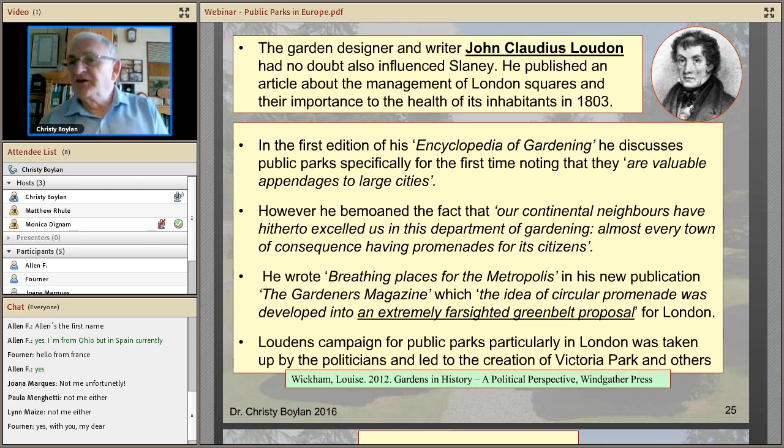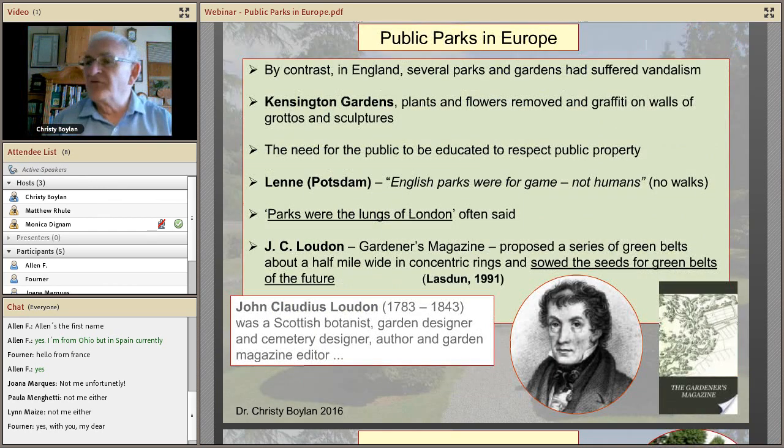So in the first edition of Encyclopedia of Gardening, Loudon discusses public parks specifically for the first time, noting that they are valuable appendages to large cities. But he bemoaned the fact that our continental neighbours have hitherto excelled us in this department of gardening, almost every town of consequence having promenades for its citizens. And he wrote about breathing places for the metropolis in his new publication, The Gardener's Magazine, in which the idea of the circular promenade was developed into an extremely far-sighted greenbelt proposal for London.